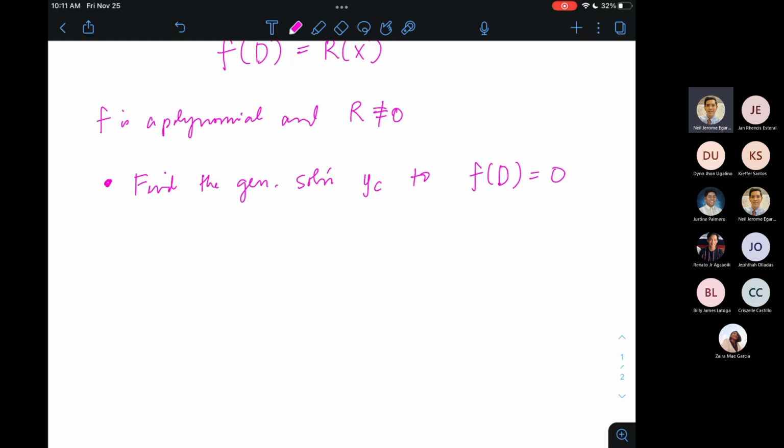So the first bullet should be an easy peasy task for you, at least for now. As of now, dapat madali na yan, except possibly if f is a very high degree polynomial na mahirap solbahan ng roots. So review nyo sa algebra ang rational root theorem, factor theorem, and so on, para magkaroon kayo ng idea how to find the roots of f of D.